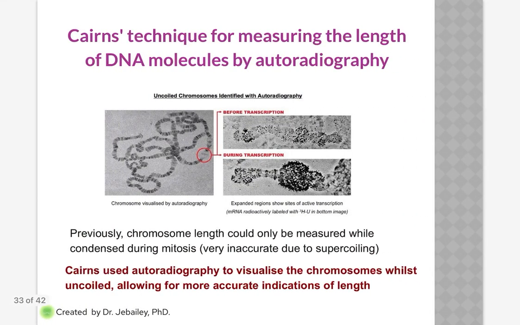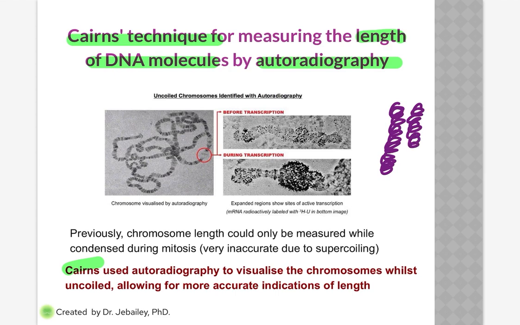So now we're going to talk about Cairns technique, and this is to measure the length of DNA molecules using the autoradiograph. Now, the interesting thing about Cairns is that he was able to figure out the true size of the DNA. See, because we couldn't figure out the size of DNA when DNA is coiled, right? Because when it's coiled like this, then it's visible to us, but that's the only time that we can see it like a true chromosome size.